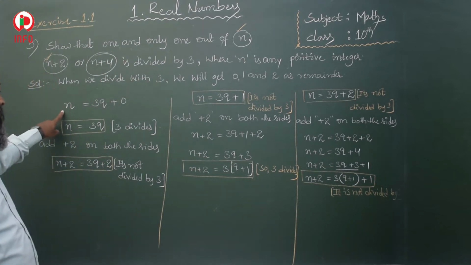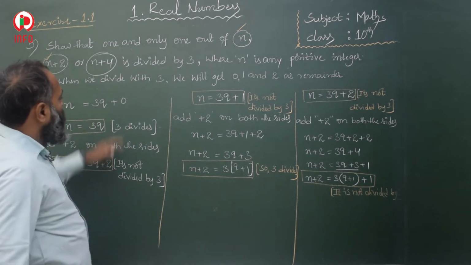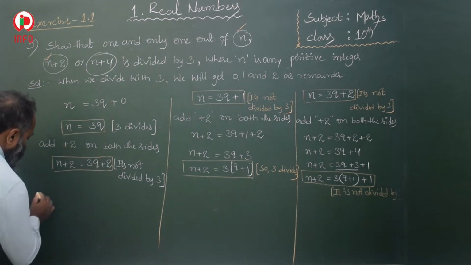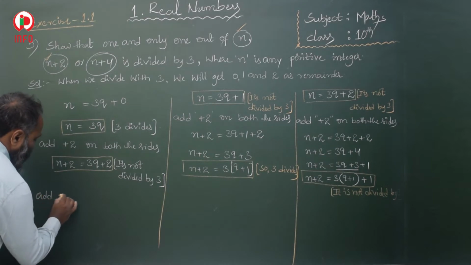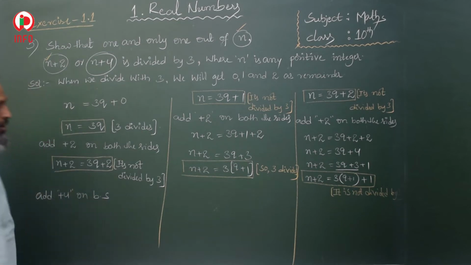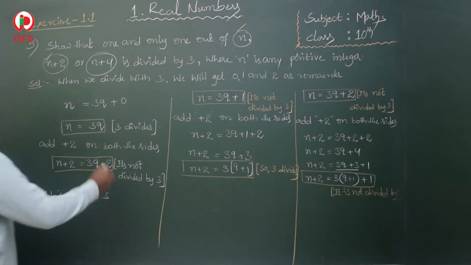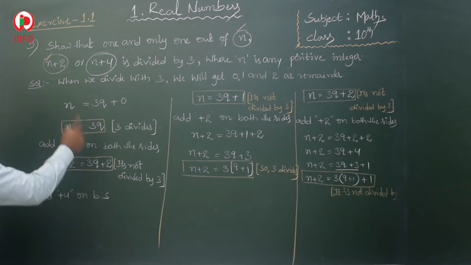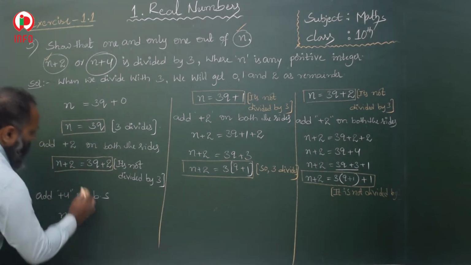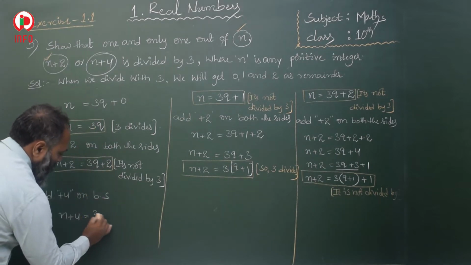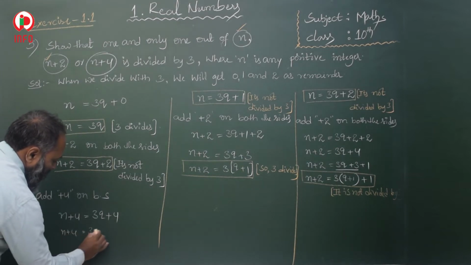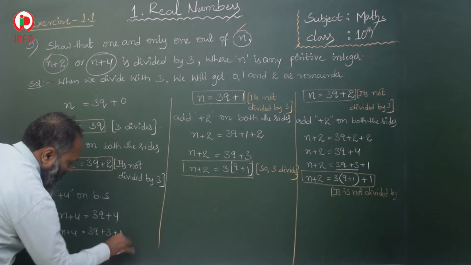Again in this, add plus 4 on both the sides. So that is n plus 4 in the first one. In the first one we should add, so that is n plus 4. n plus 4 is equal to 3q plus 4. Then n plus 4 is equal to 3q plus 3 plus 1.